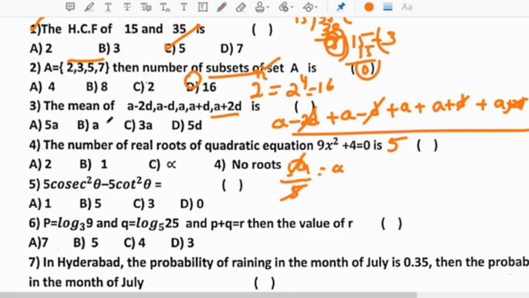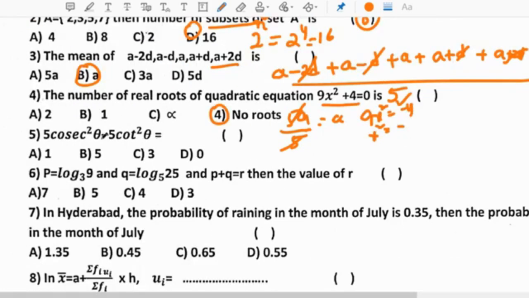Correct option for the third question. 5 cosecant square theta minus 5 cot square theta. You have to take 5 common. Cosecant square theta minus cot square theta. We know the identity cosecant square theta minus cot square theta is 1. So 5 into 1 is 5.